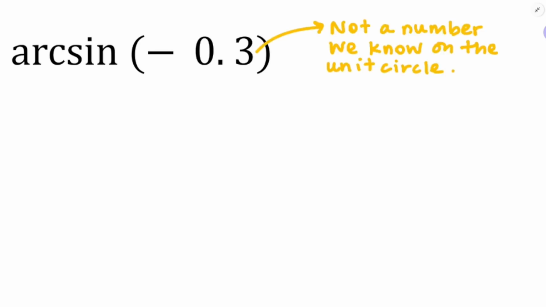All right, now this next one, we look at arc sine of negative 0.3, and we think to ourselves, all right, sine theta equals negative 0.3, but that's not a number that we know of from the unit circle. We're not familiar with that. Okay, so the best we can do here is just say what quadrant it's in.